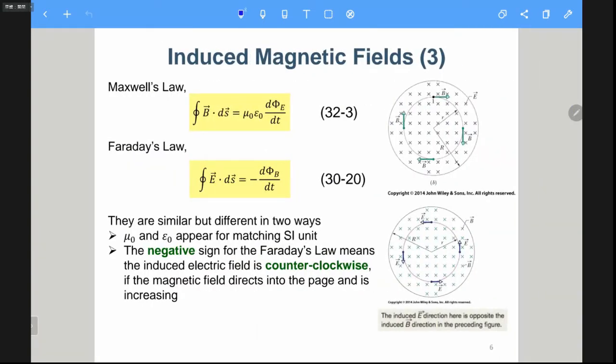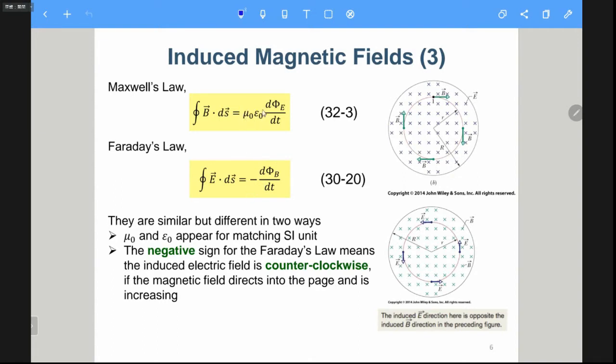Okay, so here we try to compare Maxwell's law and Faraday's law. So it looks similar. This is a line integral of the magnetic field. This is a line integral of the electric field. So on the right side, it is the derivative of the electric flux. This is the derivative of the magnetic flux. So here we have a negative sign, but here we have a positive sign. And we don't have anything before this term. Maybe if you have multiple turns, then you multiply it by capital N. But if it is only one turn, then N equals 1.